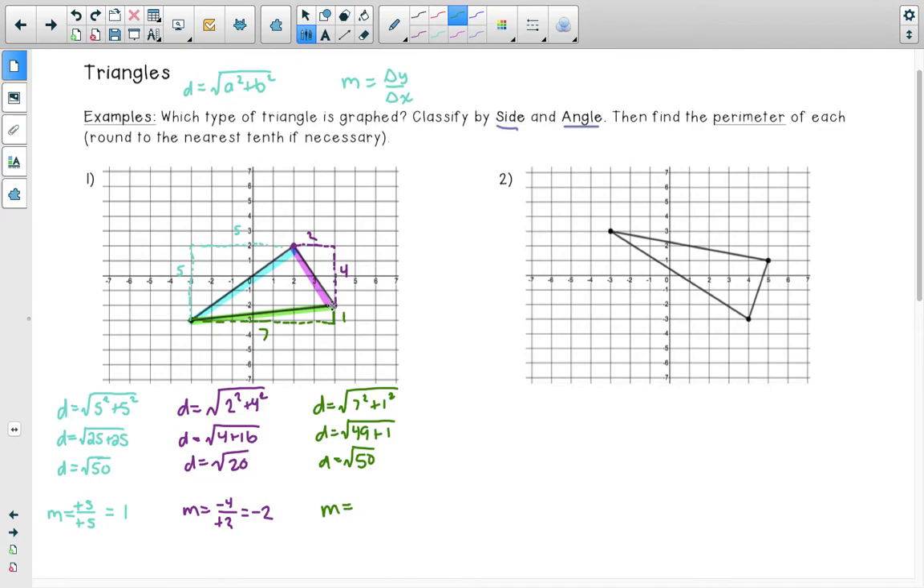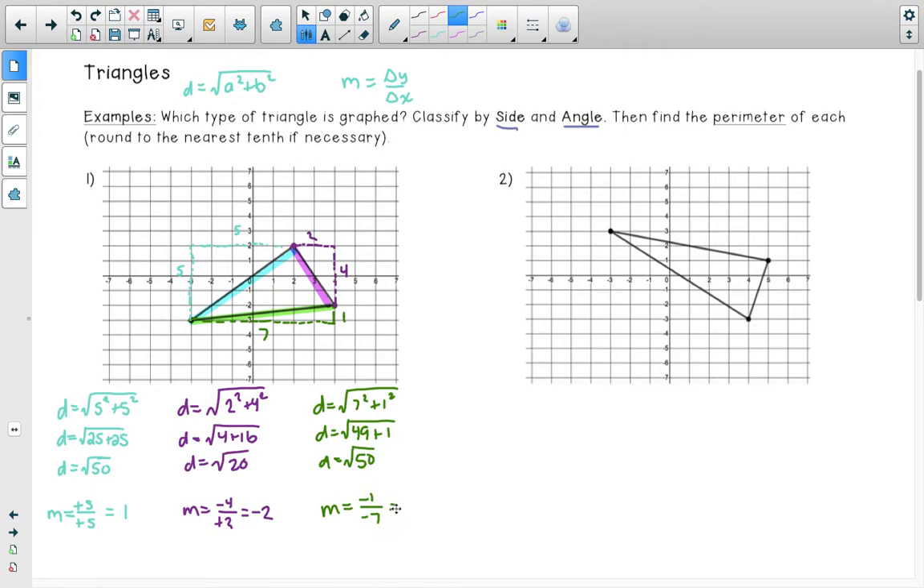We also need to find the slope. So change in y: from this point right here at (4, -2) to (-3, -3), I went a change in y of down 1, so I went negative 1. And then I went towards the left, so I went negative 7.